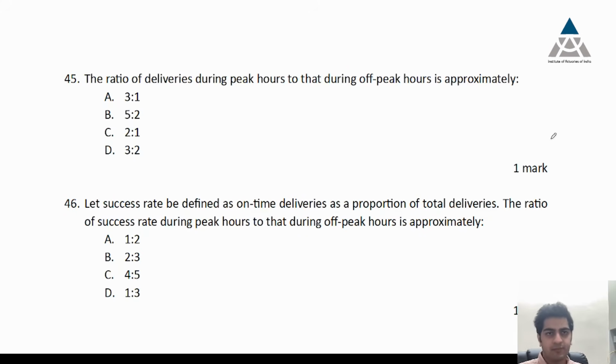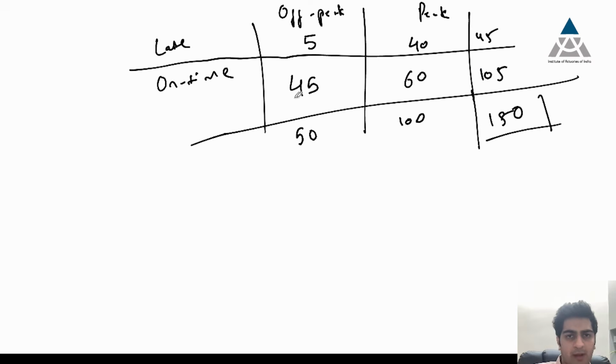So let's see. The first question is ratio of deliveries during peak hours to that during off peak hours is approximately. So I told you they will most likely use the word approximately here because they have created a chart, right? So they are not making us sure that this is the exact number. So that's why it's an approximate type thing. But yeah, we can easily calculate this ratio of deliveries during peak to off peak hours. So question 45, is it?